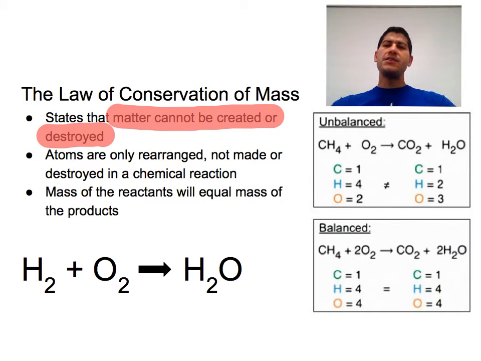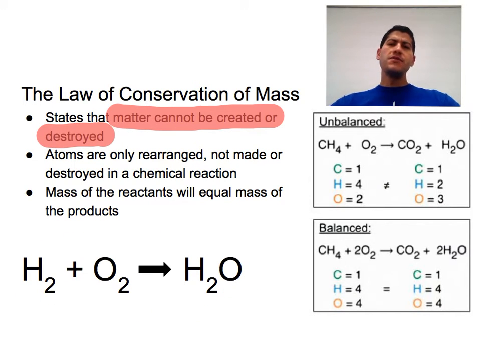A chemical reaction doesn't create new atoms. It doesn't destroy atoms to make that new substance. It just rearranges atoms that are already there. Here's the same chemical reaction that we've seen before, but written in an unbalanced fashion.